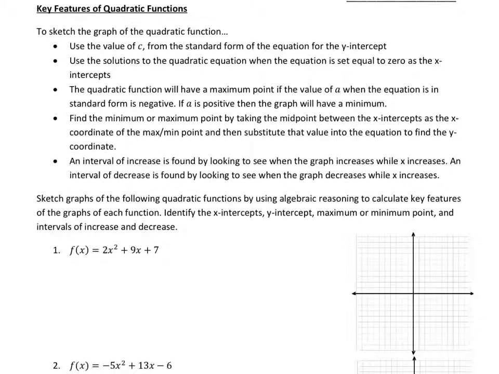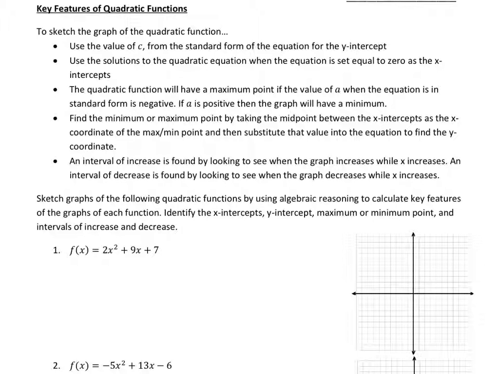Key features of quadratic functions. To sketch a graph of a quadratic function, if you have the equation, take c from the standard form of the equation, and that'll be your y-intercept. Then use the solutions to the quadratic equation when the equation is set equal to 0 as the x-intercepts. The quadratic function will have a maximum point when the value of a in standard form is negative. And if a is positive, then the graph will have a minimum.